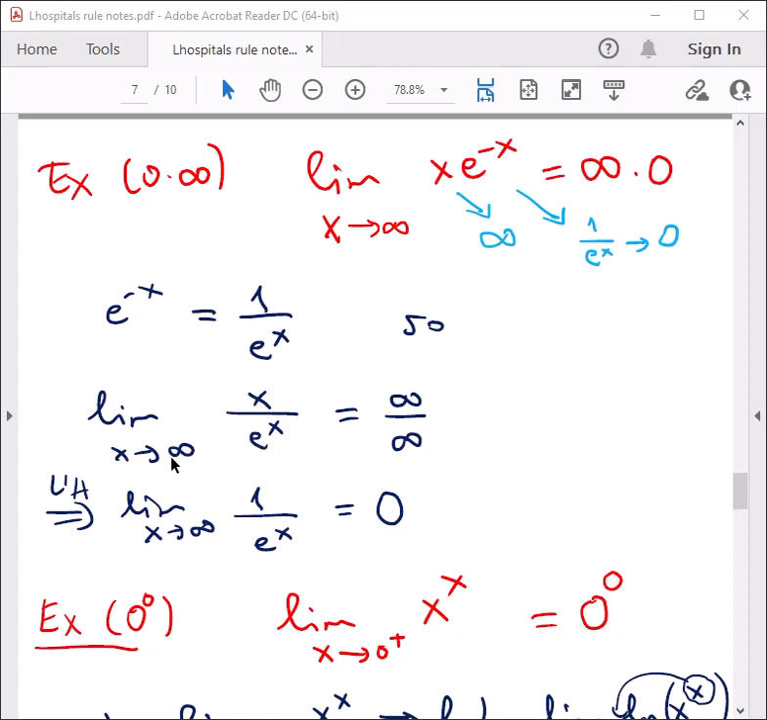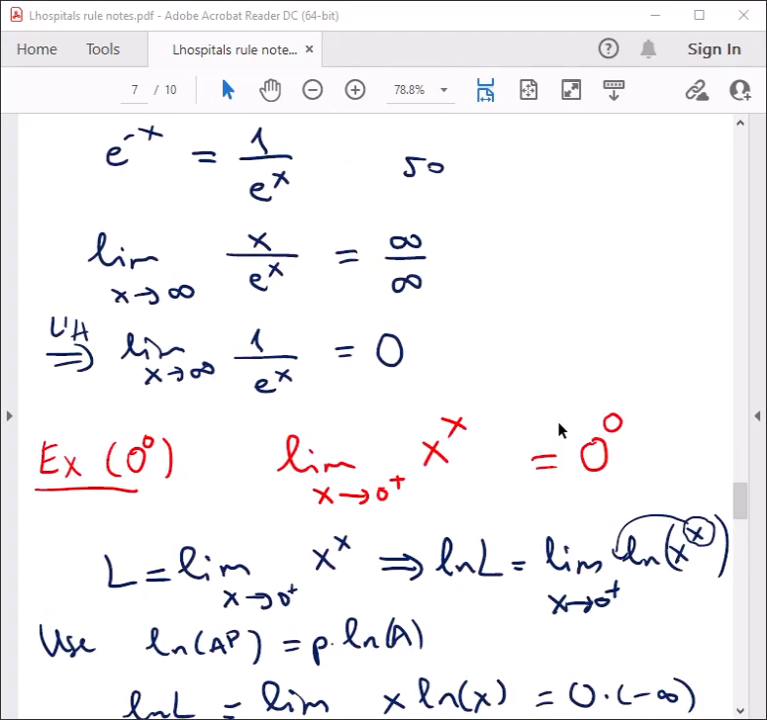When x gets very large, this will be infinity over infinity. So apply L'Hopital's rule. Derivative of the top is 1. Derivative of the bottom is e to the x. Take the limit again. 1 over e to the x. When x gets very large, will be going to 0, because the denominator will be very, very large. So we are going to have 1 divided by something very large, which is 0.